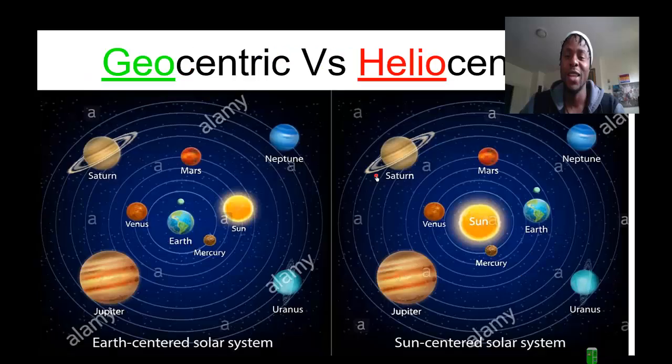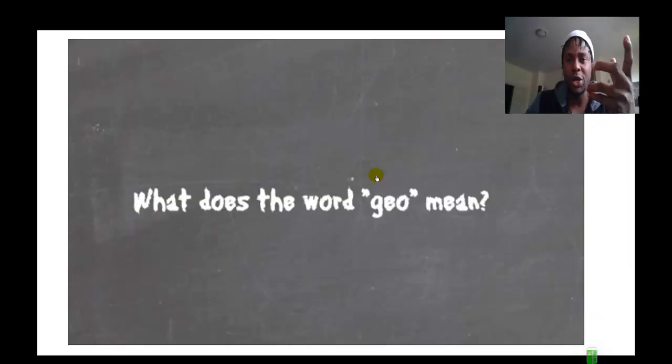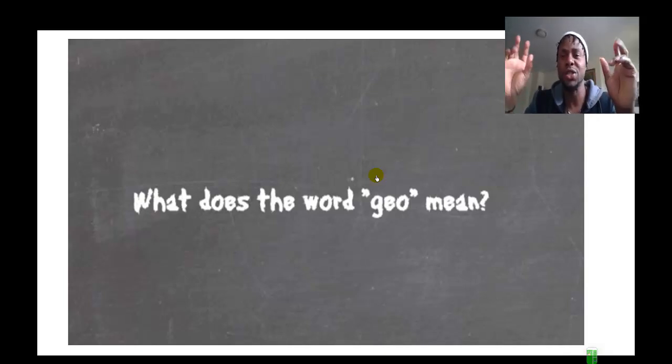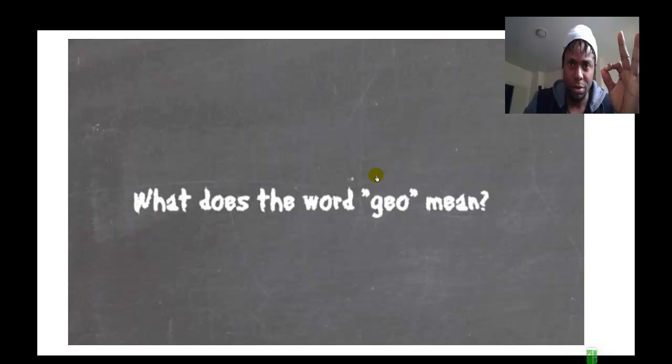Alright, with that said, let's dive right into the contents of today. We're going to be looking at two concepts: geocentric model versus heliocentric model of the universe. Now, what does the word geo mean? Oftentimes you hear words like geography, geology, geopolitical issues. So you always hear geo. What does it mean? Simply put, the word geo means rock or earth, because earth is rocky.